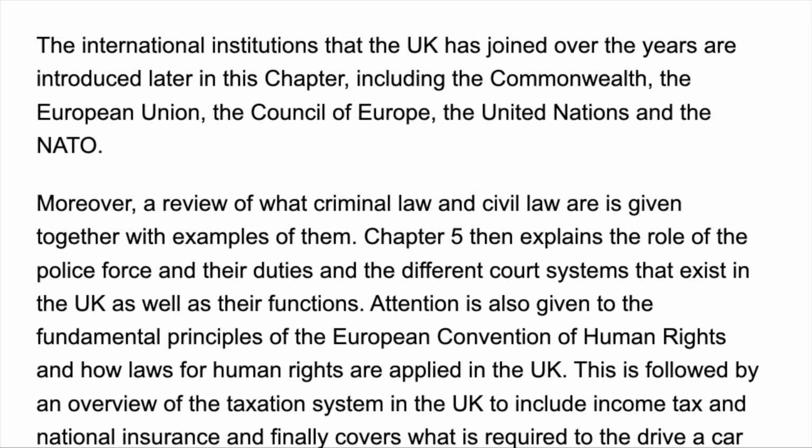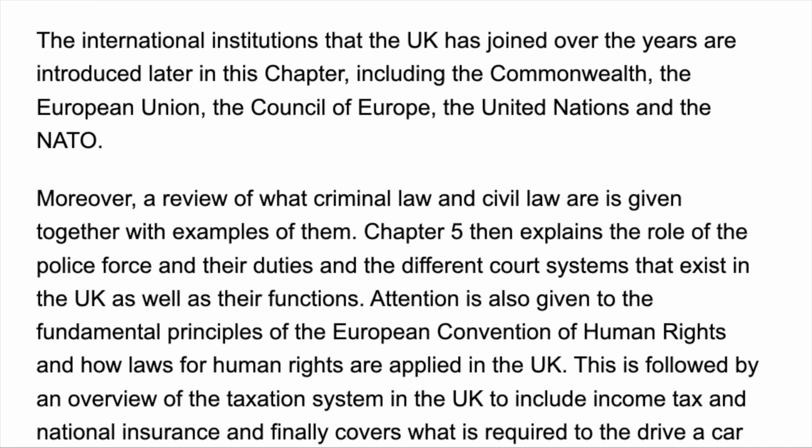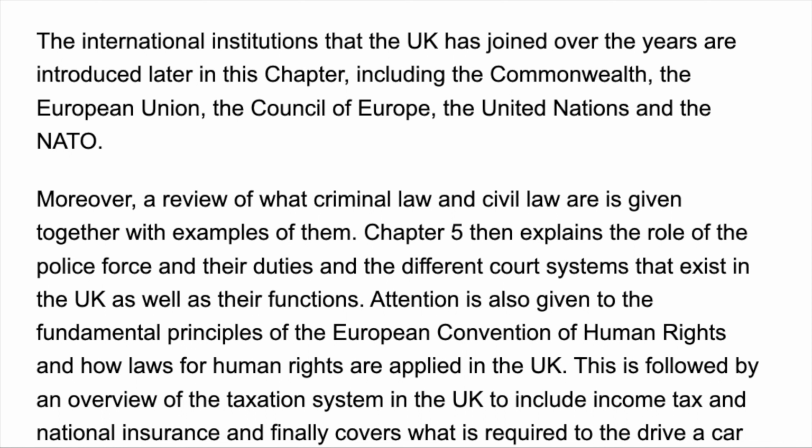Moreover, a review of what criminal law and civil laws are is given, together with examples of them. Chapter 5 then explains the roles of the police force and their duties, and the different court systems that exist in the UK as well as their functions. Attention is also given to the fundamental principles of the European Convention on Human Rights and how laws for human rights are applied in the UK.